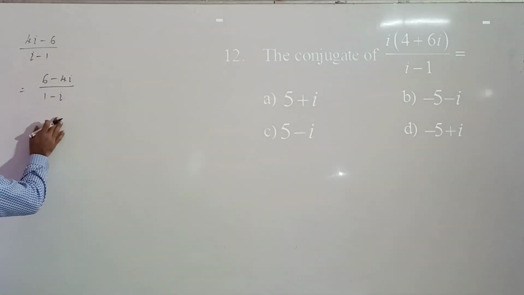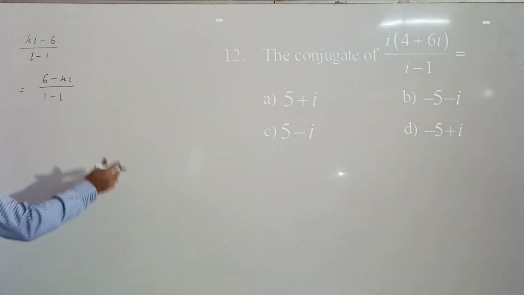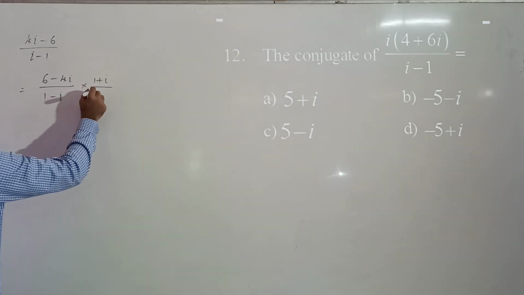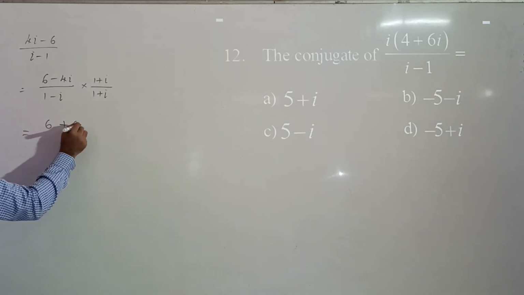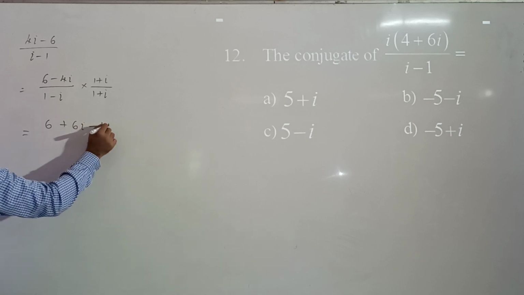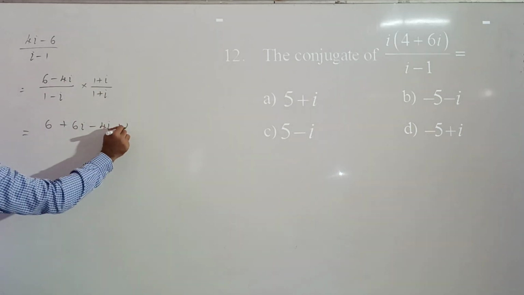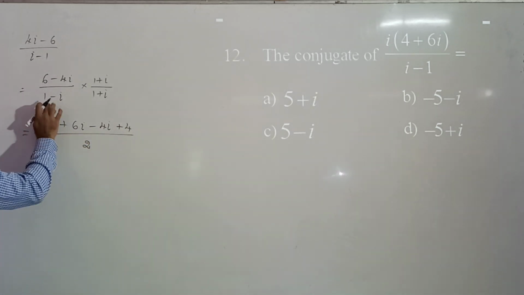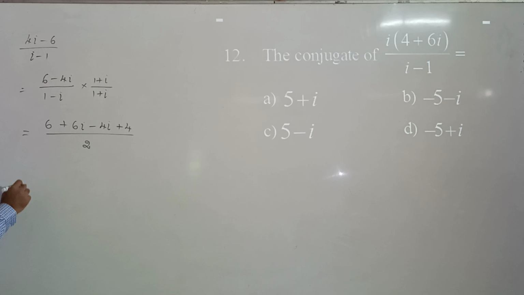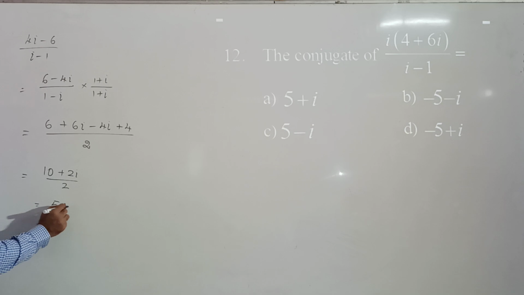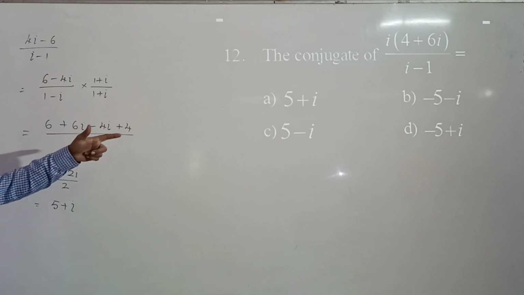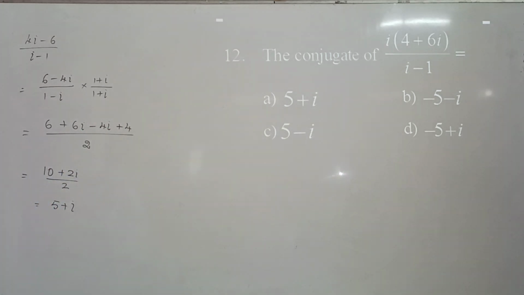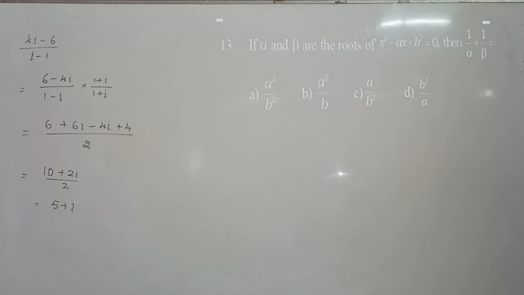Now we want the conjugate of it, so first we will bring it to the standard form. For that I will multiply and divide by the conjugate of the denominator, 1 plus i. On simplification, this will give you 6 plus 6i minus 4i minus 4i square, which becomes plus 4, divided by 1 square minus i square, that will give you 2. This is equal to 10 plus 2i by 2, that's equal to 5 plus i. 5 plus i is the given complex number. We want the conjugate of it, which is 5 minus i. Third option.